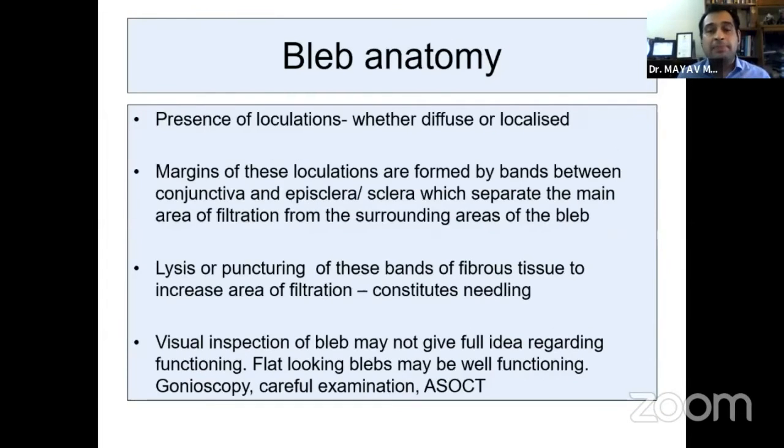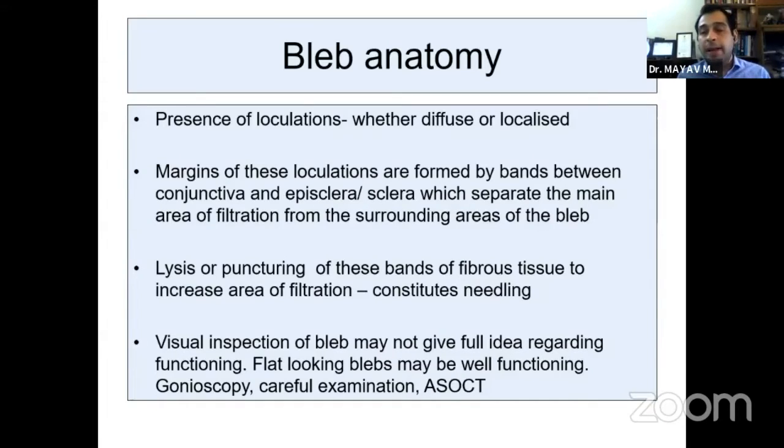So Bleb anatomy: basically, a Bleb has loculations within it, which can be either diffuse or localized. Margins of these loculations within a Bleb are formed by bands between either the conjunctiva and the episclera, or the conjunctiva and the sclera, or subsclerally itself, which separates the main area of filtration from the surrounding areas of the Bleb. And lysis or puncturing of these bands of fibrous tissue to increase the area of filtration and improve the functioning of the Bleb constitutes needling.